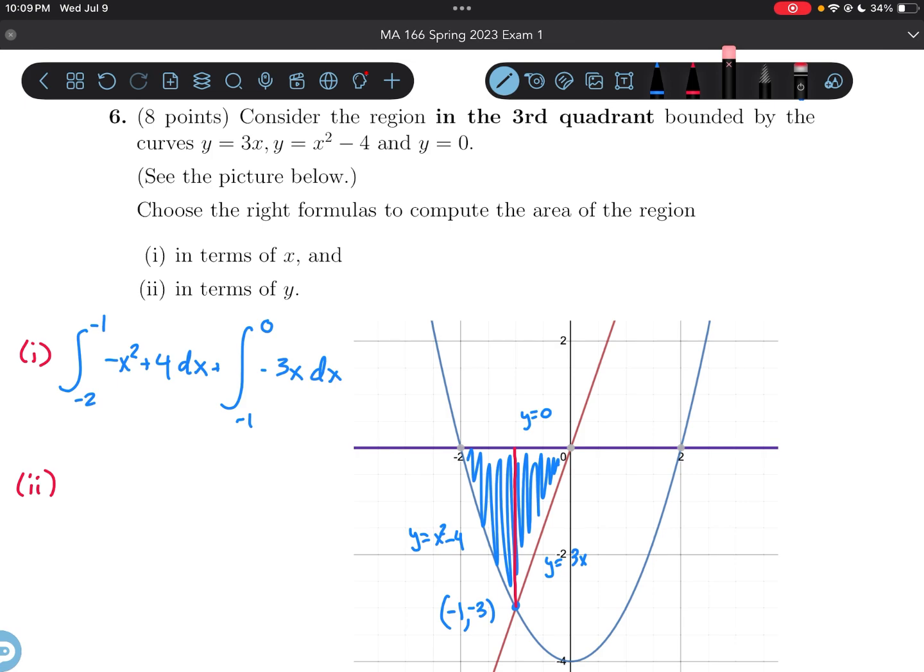So I'm going to erase all this. Now we're thinking this way. The first thing we need to do is rewrite our formulas to be in terms of x. So we say x is equal to 1/3 y, and x is equal to the square root of y plus 4. And now we think about going from negative to positive, right?